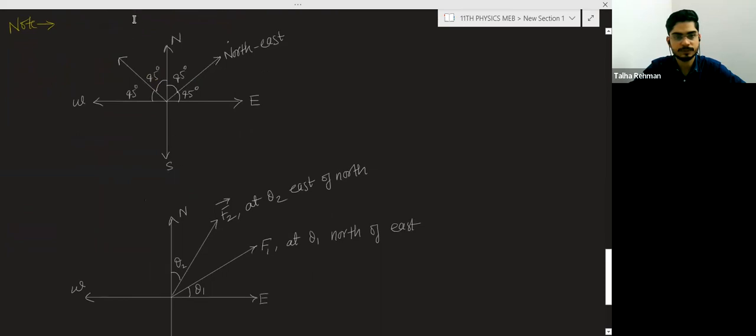Now this is the direction east, west, north, south. In the paper, you will draw the direction like this. If someone is saying you are going in the east direction, then you are going in this direction. If you are going in a northeast direction, then you will be going in this direction. And remember this angle, 45 degree.